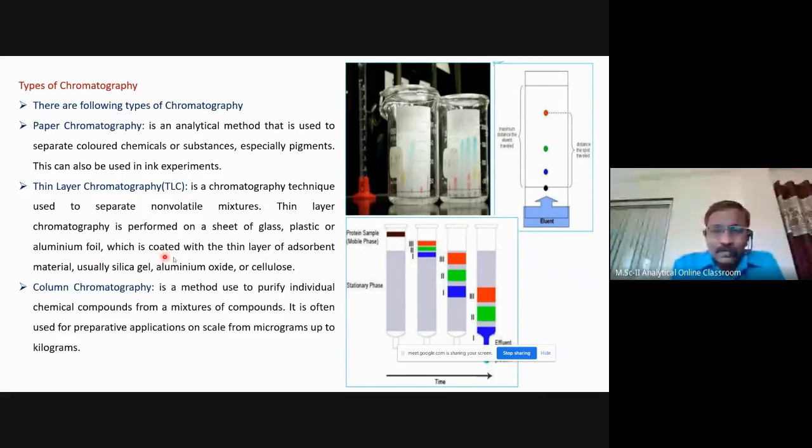So that is the advanced part of thin layer chromatography, which is coated with a thin layer of adsorbent, mostly silica gel, aluminum oxide, and cellulose. That is the adsorbent material used in TLC. I think every student at undergraduate level has done this TLC, and also at MSc 1, mostly in the preparation, you have already done TLC, because in preparation, we have kept that after each stage we have to take the TLC. Then we have learned column chromatography. It is the method used to purify individual chemical compounds from a mixture of compounds.